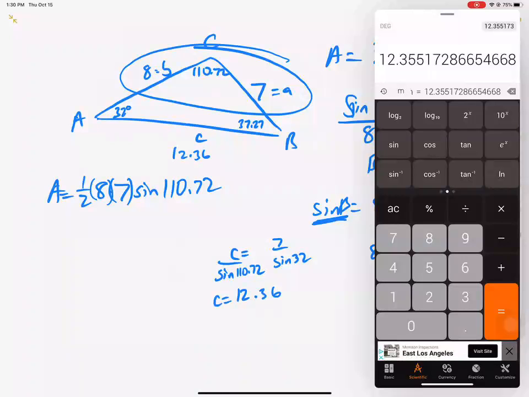Okay, so you guys have your answer? Were you guys able to get that answer? Can someone type it in the chat?